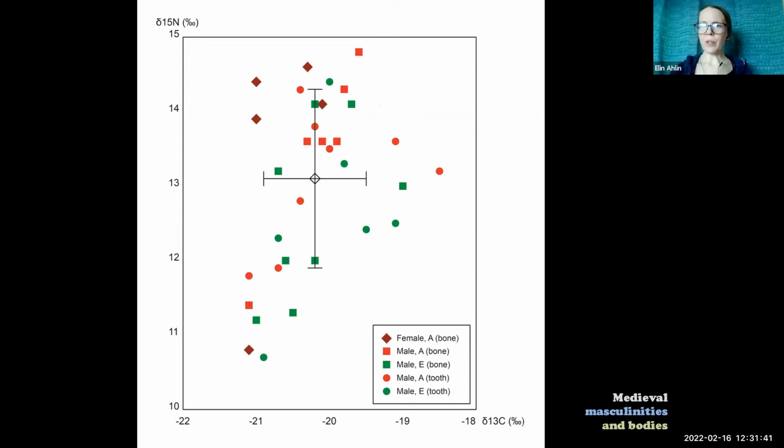So the idea was that you could perhaps find a difference here, that males and females might have different diets, or males of different socioeconomic status, or perhaps adults and children, if you compare them. And you can see in the key here that there are different groups. For example, the red ones indicate males who are buried inside a church, a high status area, compared to the green ones, which are buried in the cemetery, so lower status at least. But there were no such differences. As you can see, they're scattered all over the place. So I couldn't find any significant difference.